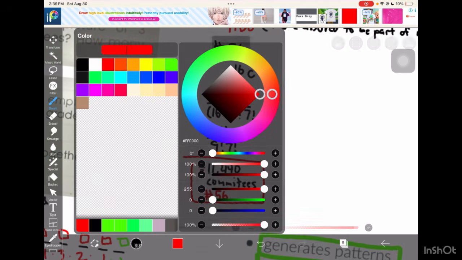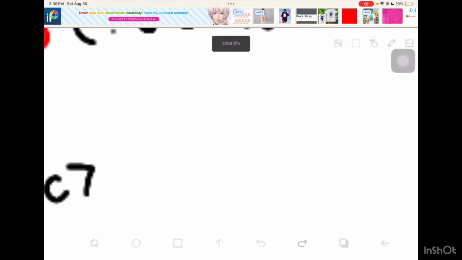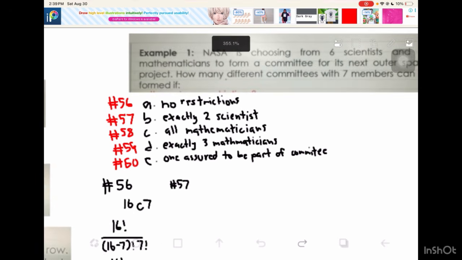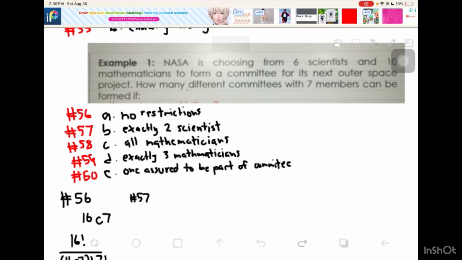Alright, for number 57. So for number 57, where's my mouse? Okay, there. Alright, sorry about that. Number 57, we want only 2 scientists. So, from out of the 6 scientists we have, we want 2 scientists.